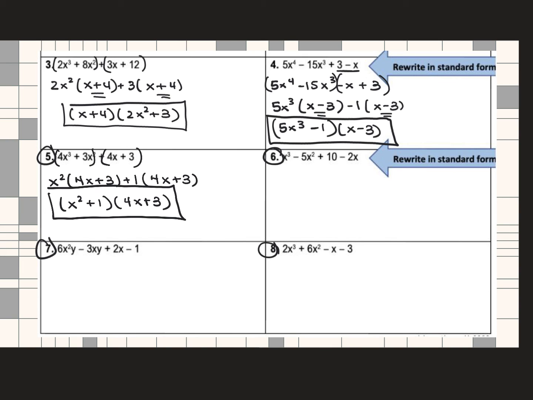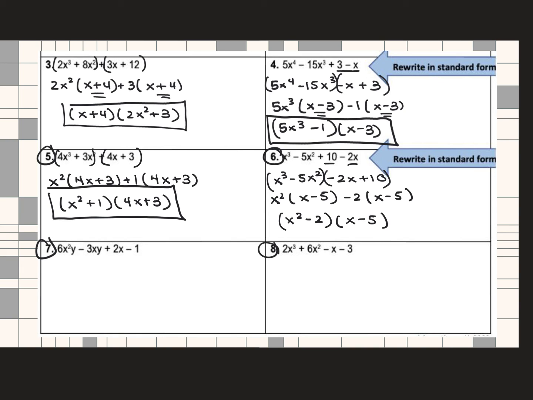All right, for number 6, we have to rearrange. So again, we see we have my constant before my variable term. So I need to rearrange. So my x cubed stays, my negative 5x squared, minus 2x plus 10. Group my first two, group my last two. My first two terms have x squared in common, so I'm left with x minus 5. And I'm going to pull out a negative 2. Divide each term by negative 2, and I'm left with x minus 5. Group my GCFs, so x squared and minus 2, and then we have x minus 5.